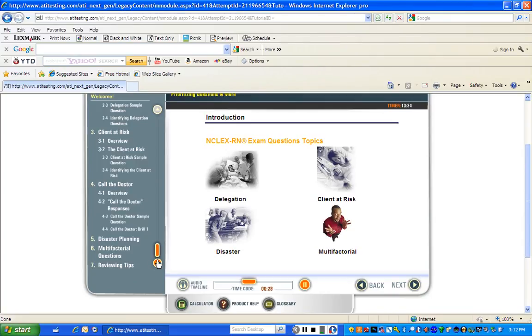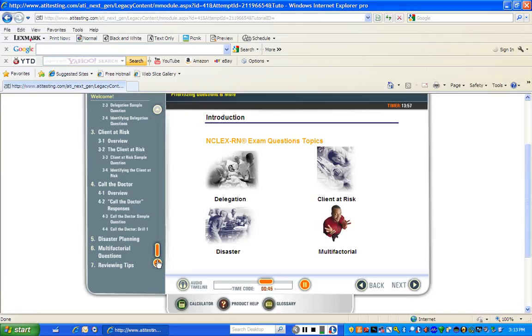All of these questions typically require the candidate to prioritize and are written at the higher cognitive levels of application and analysis. Candidates often remark that these are some of the most difficult questions on the exam. We will be discussing techniques to use when answering these classifications of questions.